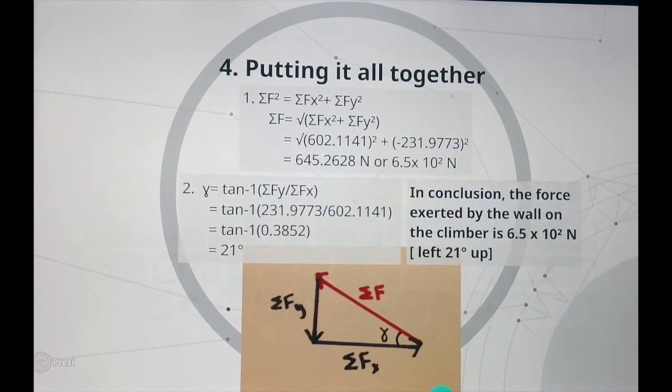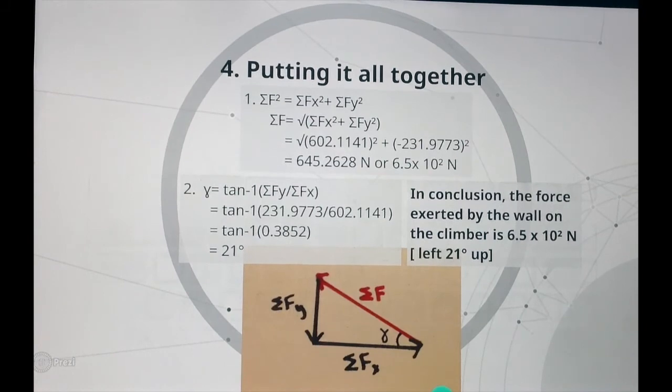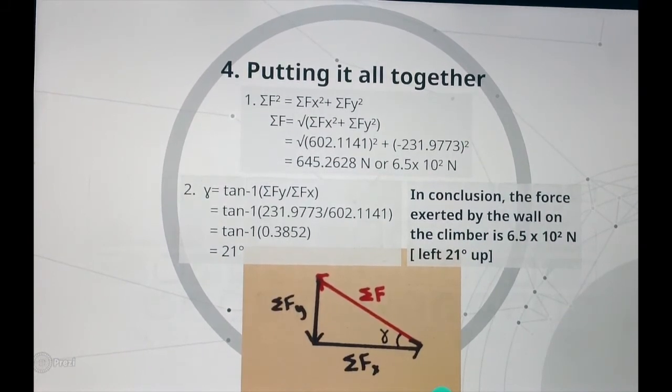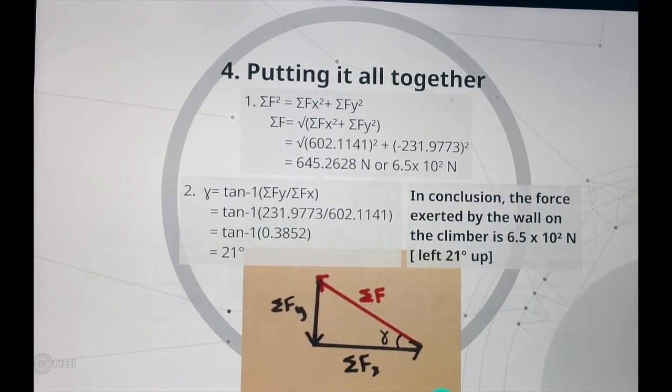Finally, we put everything together. The x and y components form a perfect right angle triangle. Therefore, to find the net force, we would use the Pythagorean theorem. Isolating for the net force, we get a value of 645.2628 newtons, or 6.5 times 10 to the power of 2 newtons.